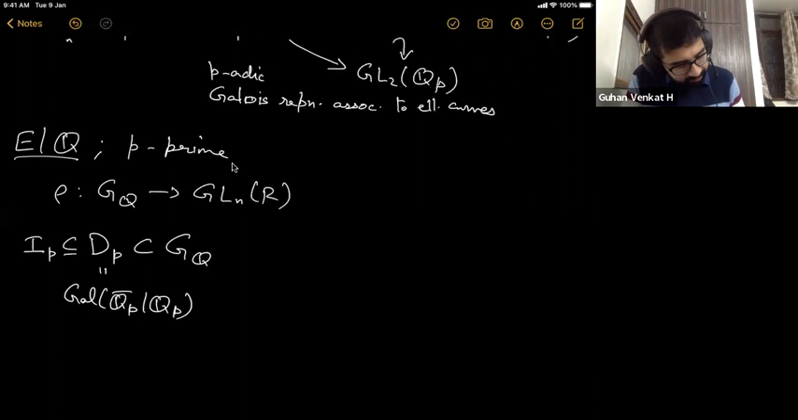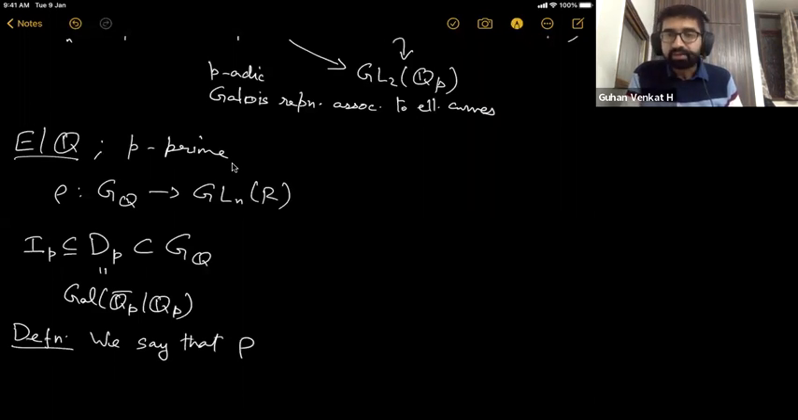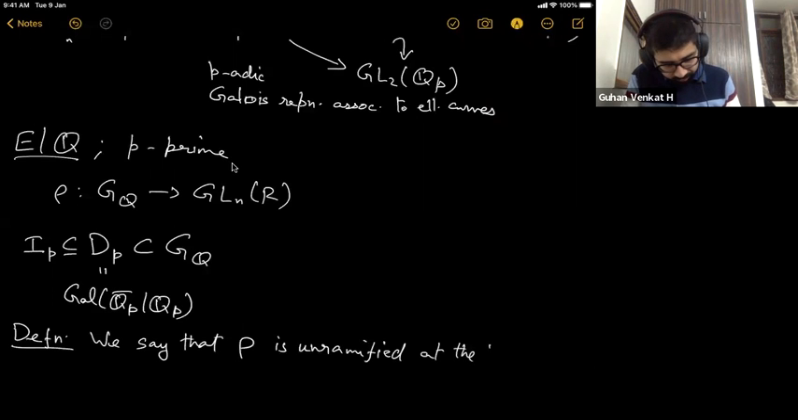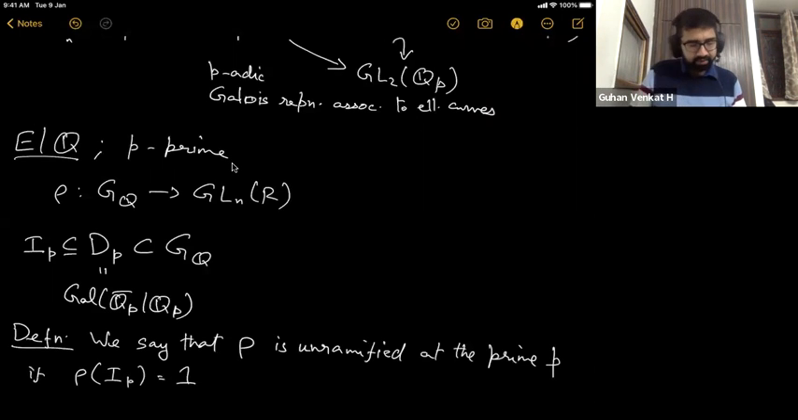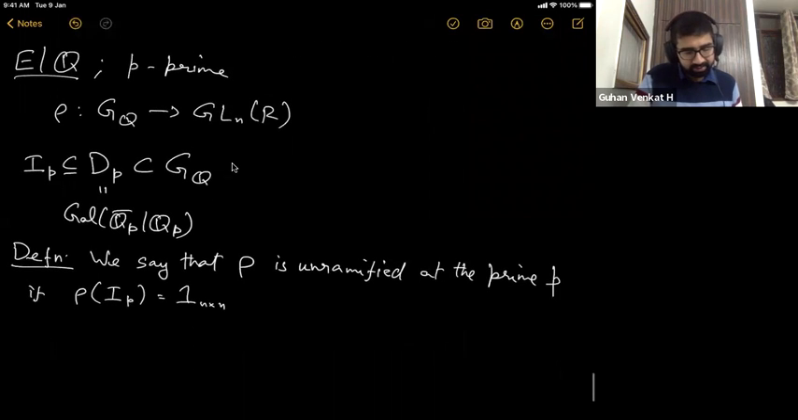So I'll say that, by definition, we say this Galois representation rho is unramified at the prime p if the image of the inertia is the identity matrix. So the inertia group is a subgroup of the kernel of this group homomorphism. So then we say that rho is unramified at the prime p.